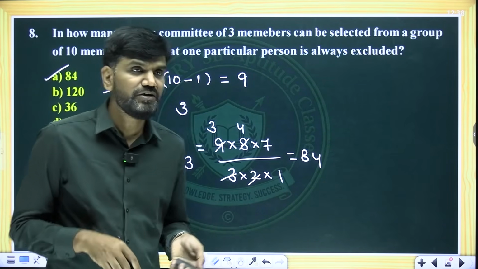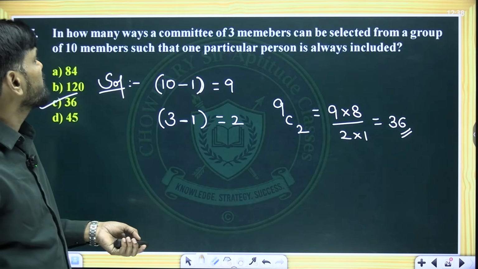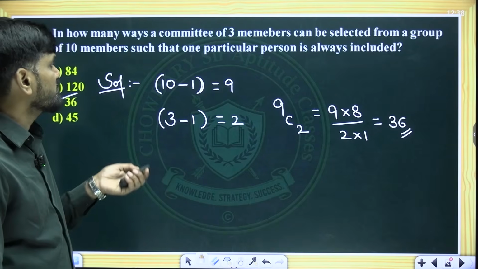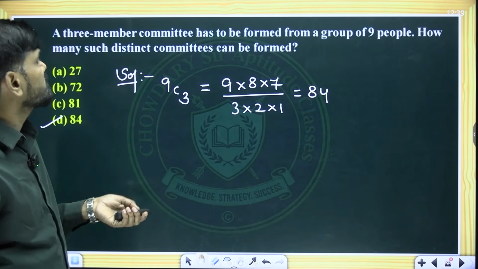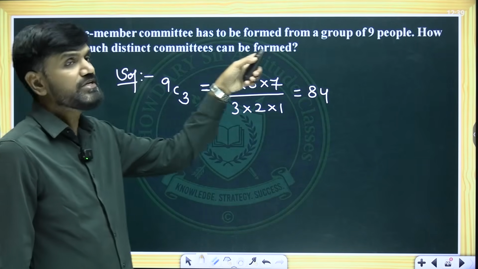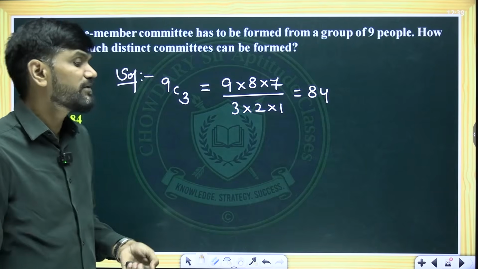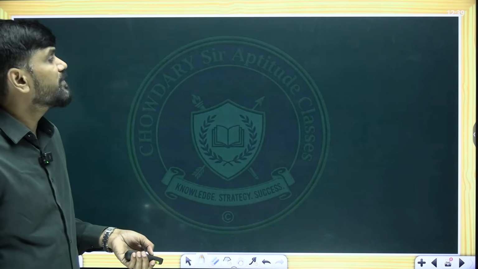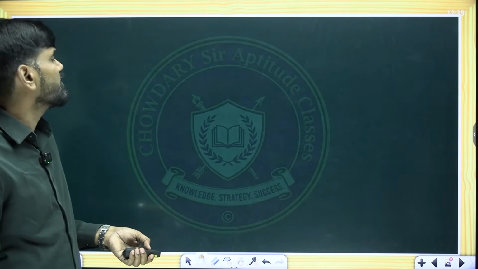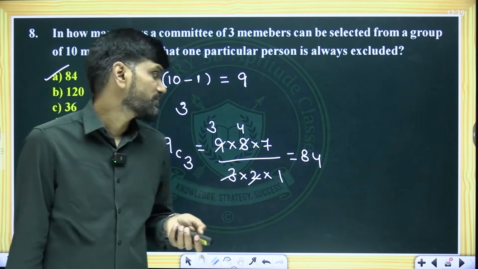This 9C3 calculation we have already seen. If you want, I'll show you once. 9C3. Out of 10 choosing 3 people. Next, out of 9 choosing any 3 people. Unconditional selection was given earlier. Here I have given you 10 and asked you to select 3, but I said one particular fellow should never be included. So here also the answer we are getting is what? 84.